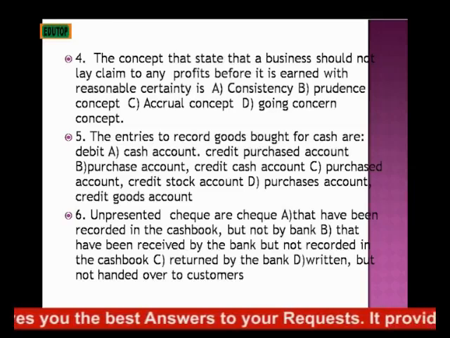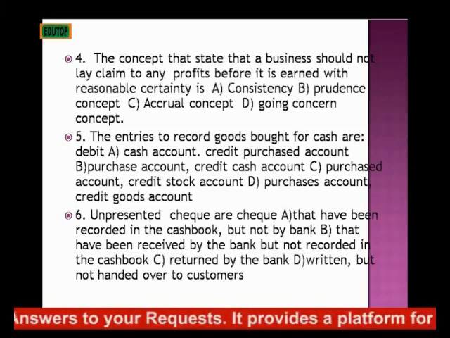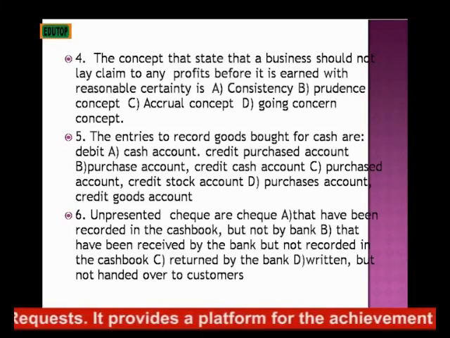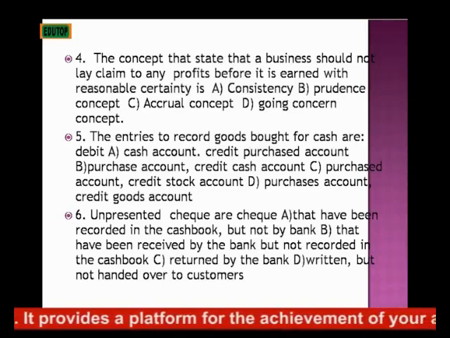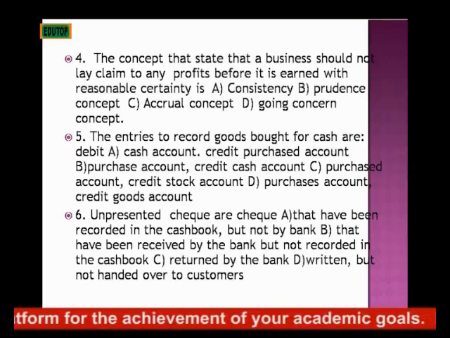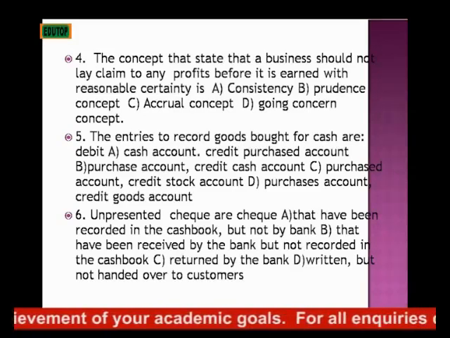Then the 6th question: unpresented cheques are A, cheques that have been recorded in the cash book but not by the bank, B, cheques that have been received by the bank but are not recorded in the cash book, C, cheques returned by the bank, D, cheques written but not handed over to the customer.